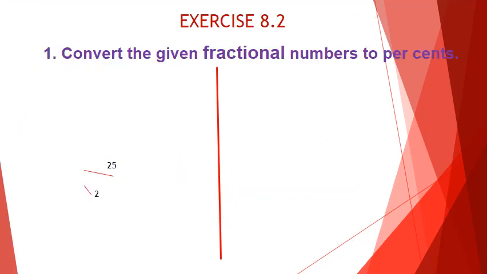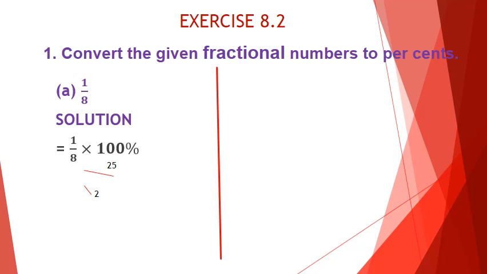Now we start with Exercise 8.2. Our first question: convert the given fractional numbers to percents. Children, as you know, to convert into percentage means the given number should be multiplied by 100 and then put the percentage symbol. And wherever cancellation is possible, you have to do the cancellation and write it in the simplest form. So our question 1 by 8, how to find the percentage?